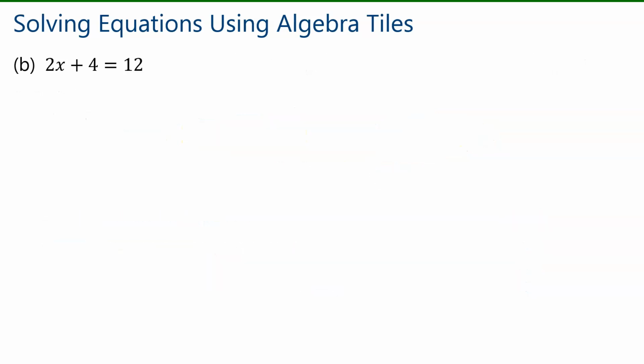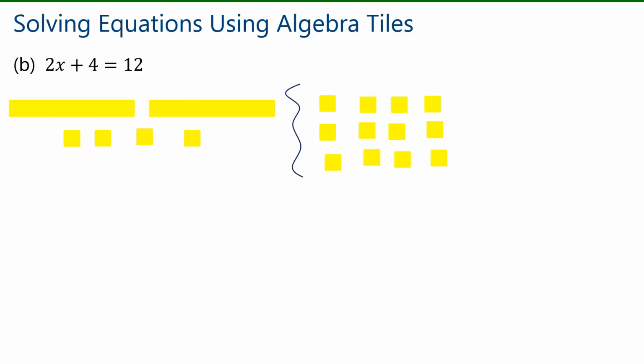Now let's look at 2x plus 4 equals 12. So we start off by representing 2x plus 4. So that would look like this. Now we need 12 of the unit tiles on the right. So here is the equation.